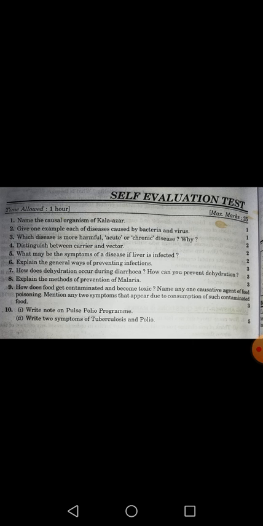And what is the next question? Explain the methods of prevention of malaria. So students, as we know, malaria is caused by mosquito bite. If we want to prevent ourselves, we have to prevent ourselves from the mosquito bite. We can use different kinds of mosquito nets while we are sleeping. We can use different kinds of mosquito repellent creams, okay.